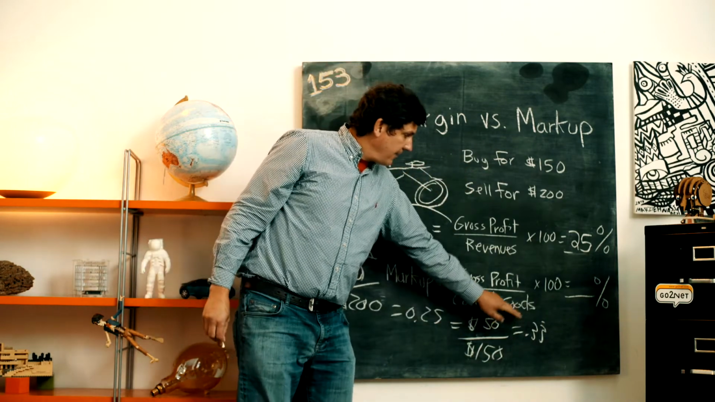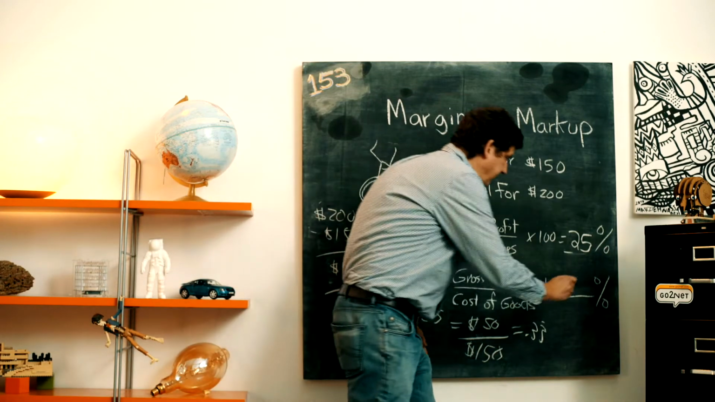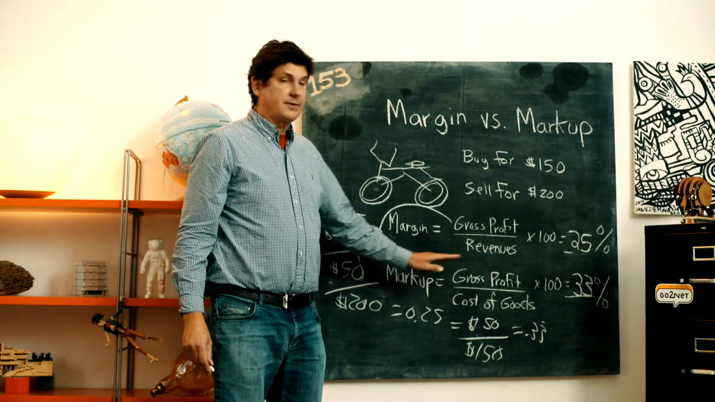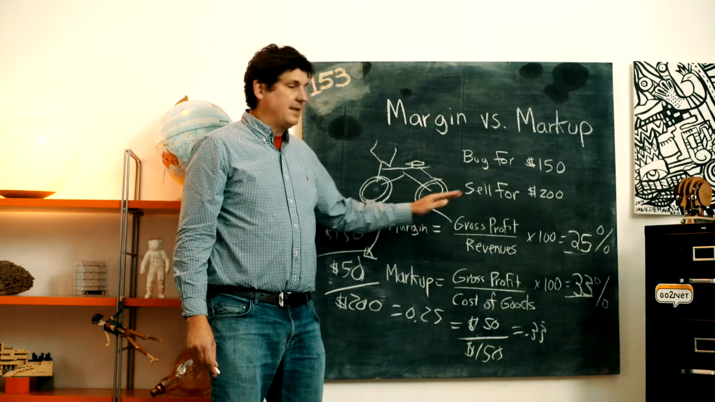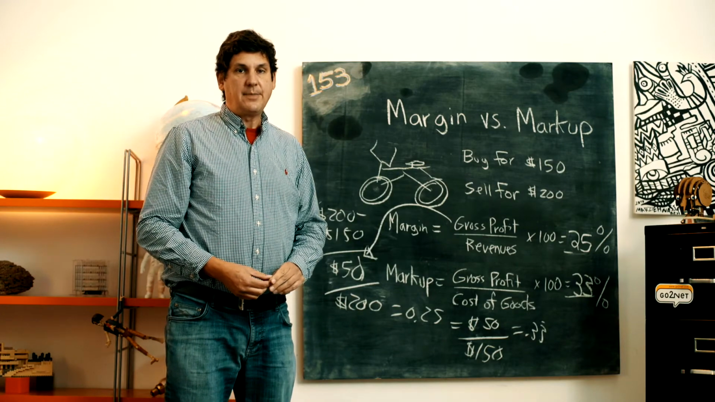And if we multiply that by 100 to turn it into a percentage, then it ends up being 33%. So the markup is 33%, the margin is 25%. And that shows you the difference between margin and markup.